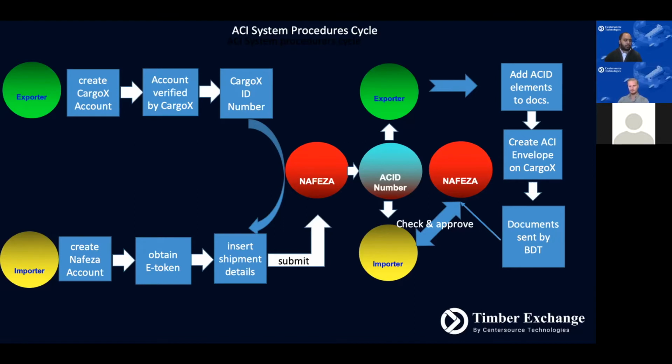Documents are sent by blockchain document transmission to Nafisa. Once Nafisa receives your documents as an exporter, a notification will be sent to the importer. So he needs to go again inside Nafisa by his credentials and his electronic token, check, approve receiving the documents, and then press submit, which means that the shipment is accepted from his side and the documents are correct. Then we will get started with the shipment with no problem.